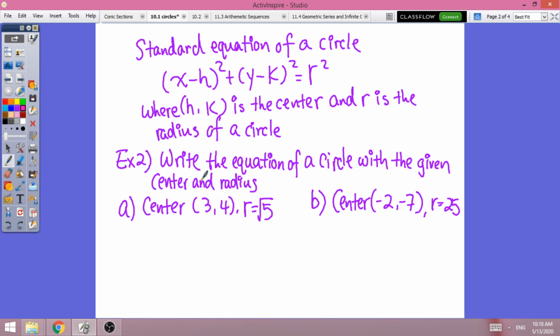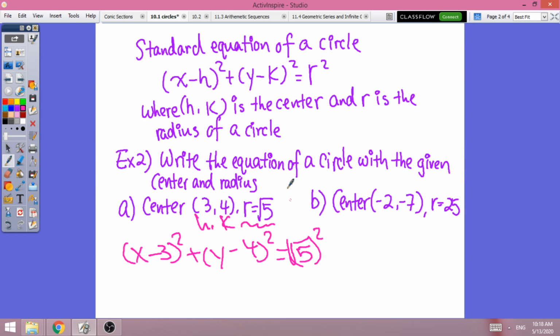Write the equation of a circle with the given center and radius. Basically we just put h and k into the equation of a circle. The radius is already identified, so we just put in the numbers. x minus 3, quantity squared, plus the quantity y minus 4 squared, equals root 5, quantity squared. I'm just putting the numbers back into the standard equation of a circle. No need to expand it, no need to FOIL. We leave it in factored form: x minus 3 squared, y minus 4 squared, and root 5 squared is 5. That's your equation of a circle.